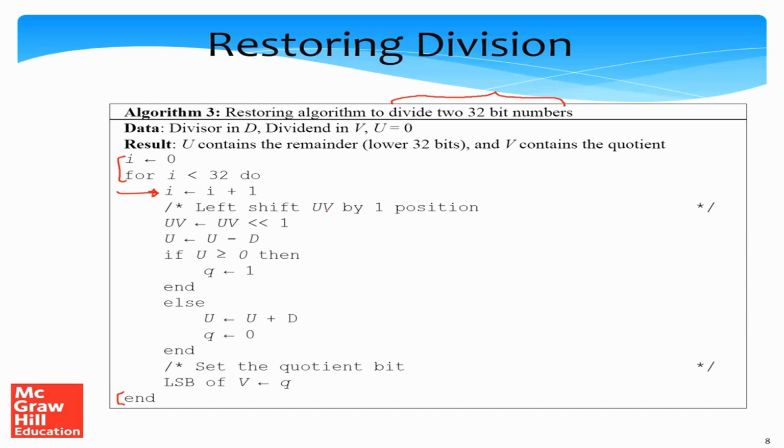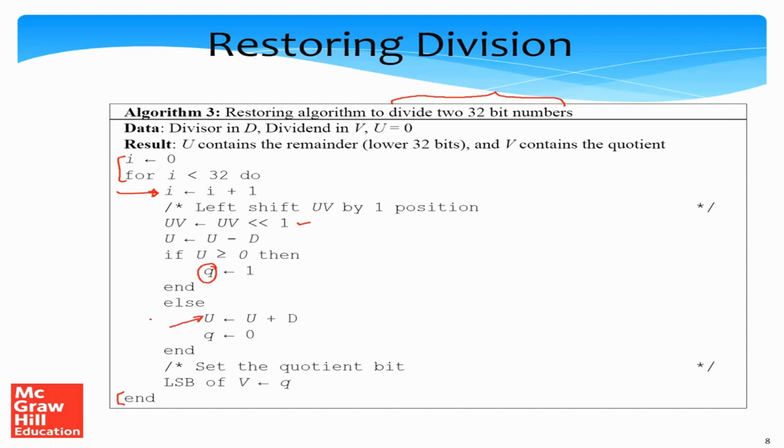Then we left shift the UV register the same way we did with the multiplier. In that case we were right shifting, in this case we left shift by 1 position. Then we subtract D from the register U. So we subtract the divisor from the register U. If U is greater than or equal to 0, then we set Q to 1. Q is a temporary variable. Otherwise, we restore the value of U. So U becomes its old value.